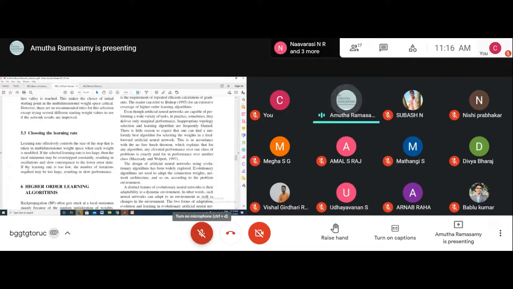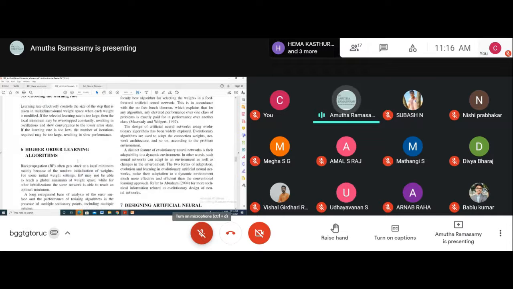Okay. So if the learning rate is too low, the number of iterations required may be too large. Means what? Learning rate is too low means every step is very slow. Then you have to make more number of trials to identify the proper weight space. So you cannot keep the learning rate too large, and you cannot keep it too small. So you have to adjust the learning rate to have proper performance.